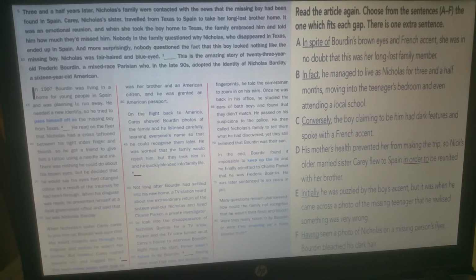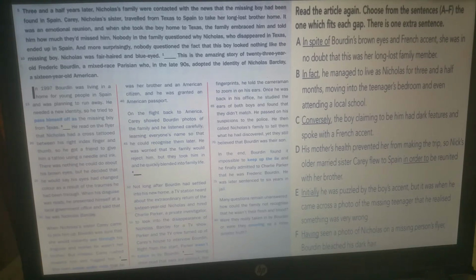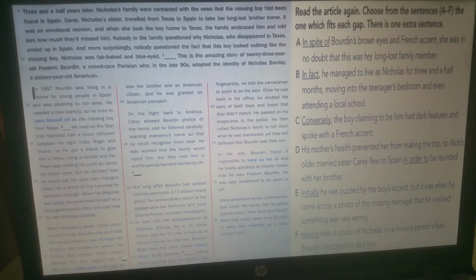Okay? I guess you have finished with the reading part and with the completion. Of course, there is one extra sentence that you do not need. Now, let's go and analyze together. Of course, you start reading the text and then focus on the main parts. Number 1. Nicholas was fair-haired and blue-eyed. What have you put in number 1?